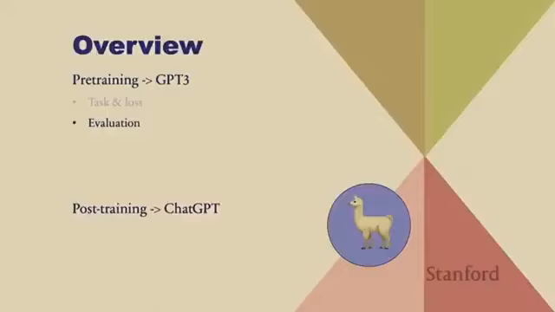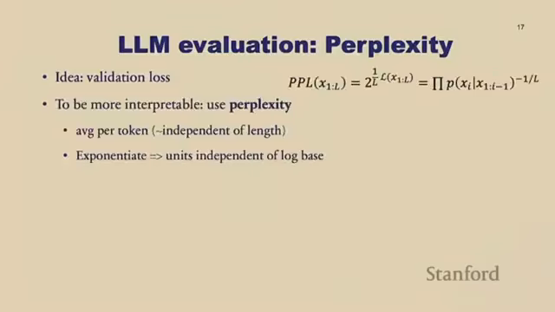Great. So we talked about the task, the loss, and the tokenizer. Let's talk a little bit about evaluation. The way that LLMs are usually evaluated is using what we call perplexity. At a high level, it's basically just your validation loss. The slight difference with perplexity is that we use something slightly more interpretable: we take the average per token loss, and then you exponentiate it.